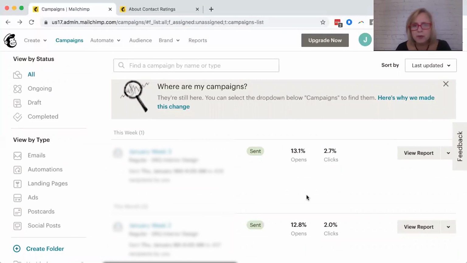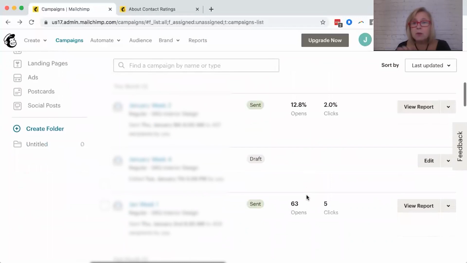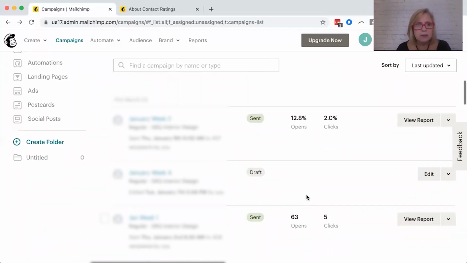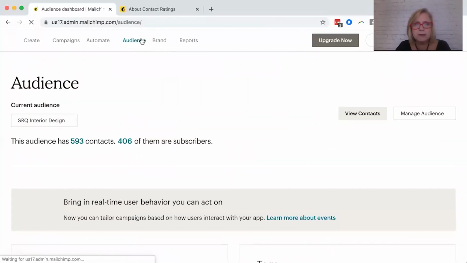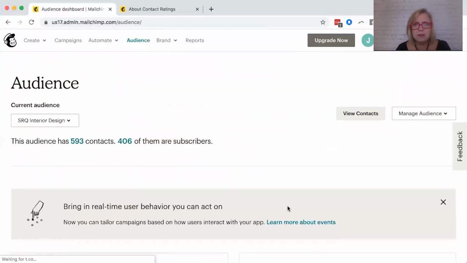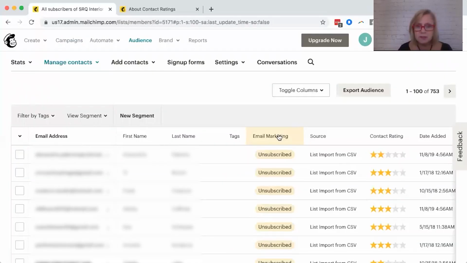So again, you can go through, this is under the campaigns tab. You can go through each one and you can see the report for each one. And then you can also go to audience and click on here on view contacts. It starts out with the people who unsubscribed.